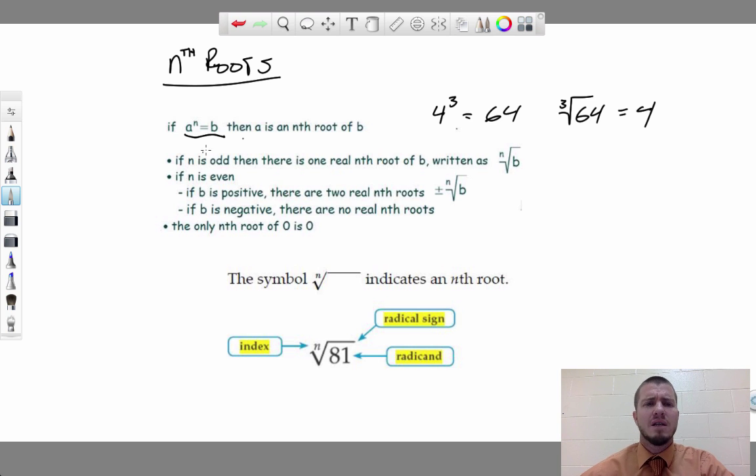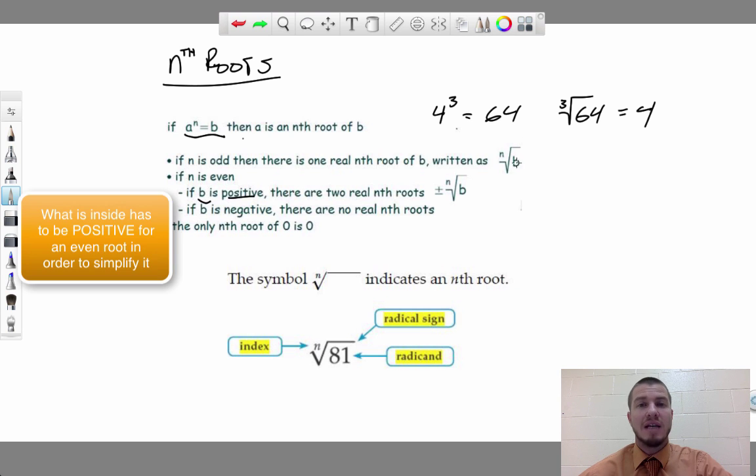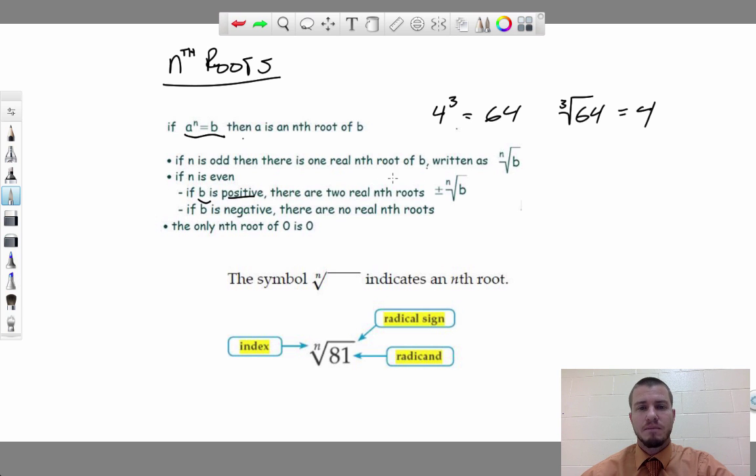So we talked about this a little bit, but if n is odd, meaning if the root is odd, then there is one real root of b, and it's written the nth root of b. Where if it's even and the b is positive, what's inside the radical has to be positive in order for you to be able to take the nth root of it if the n is even. And there are two real nth roots, the positive and the negative.